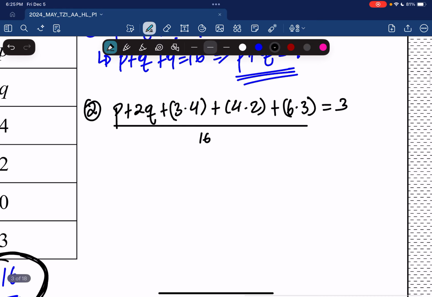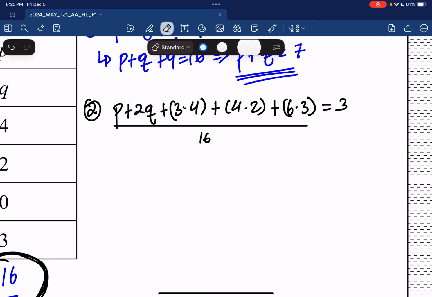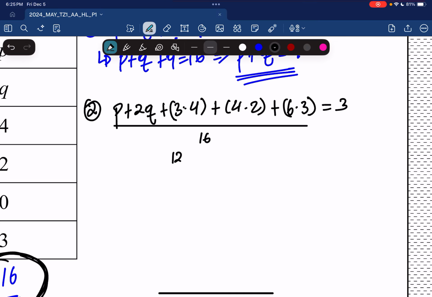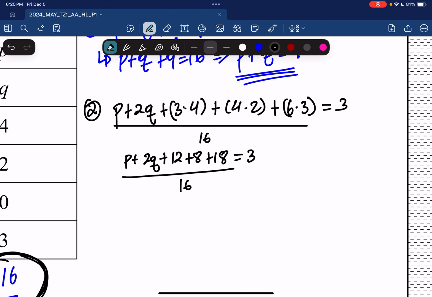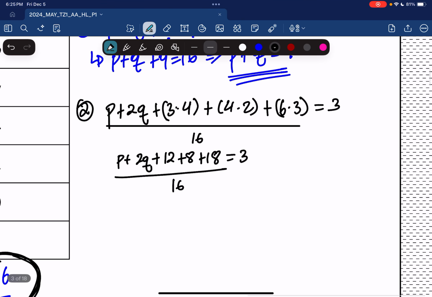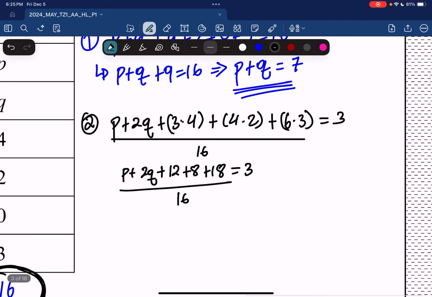Then let's compute that. 4 times 3 gives me 12. 4 times 2 gives me 8. And then 6 times 3, as we said, gives me 18. This is all equal to 3, of course, divided by 16.